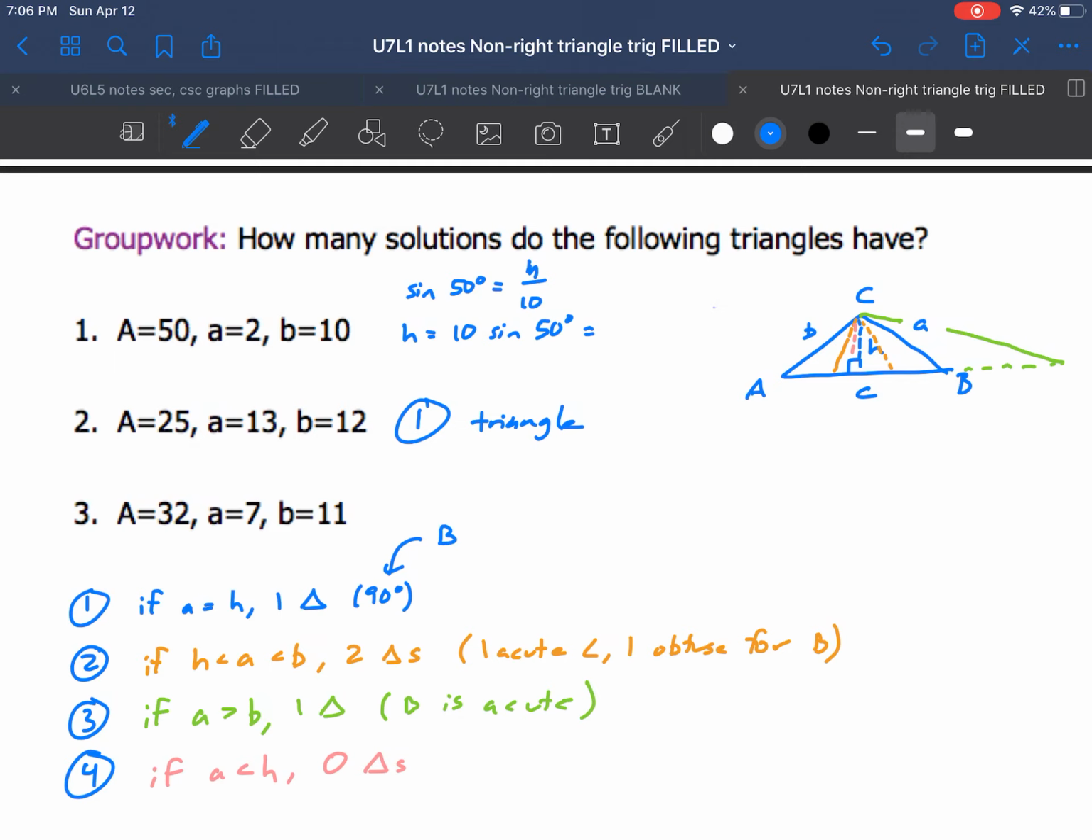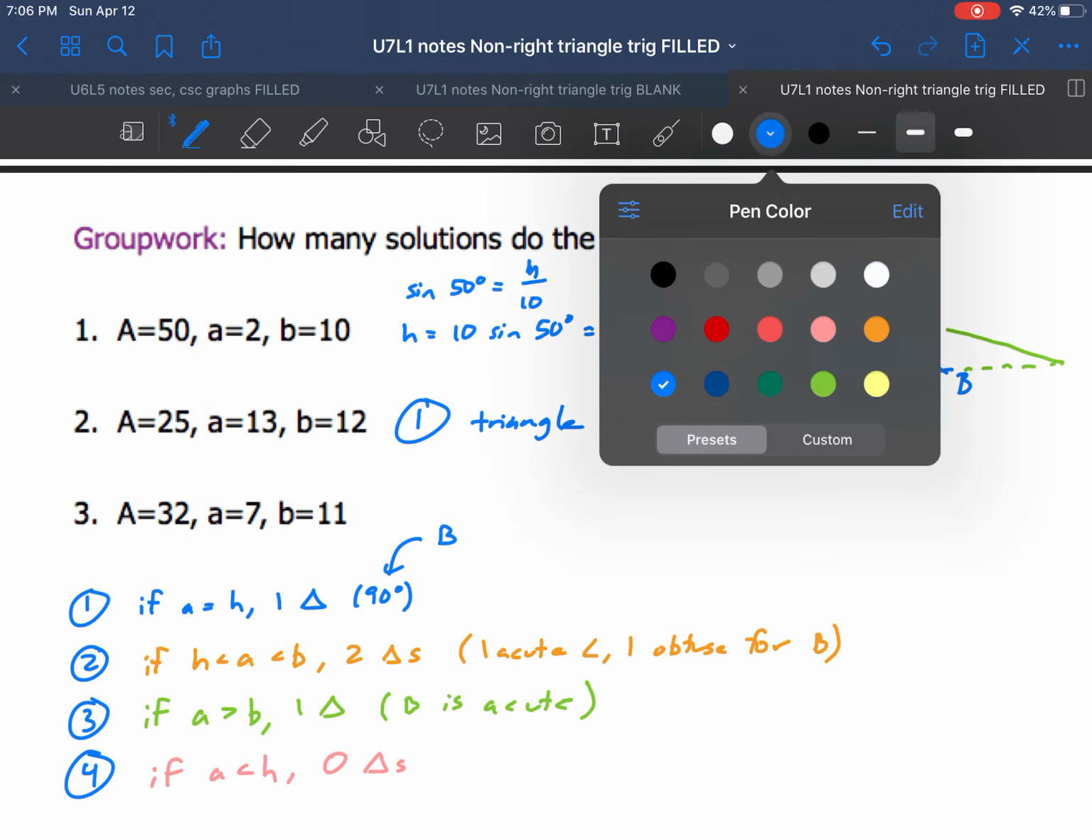You guys can probably do it faster than me. That's going to be 10 sine 50. 10 sine 50 is 7.66. Well, that side A is way smaller than that, right? So this side opposite angle A isn't even long enough to touch down at a perpendicular angle. So this is not possible.